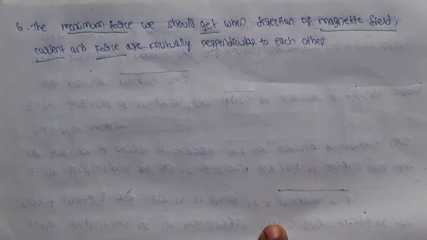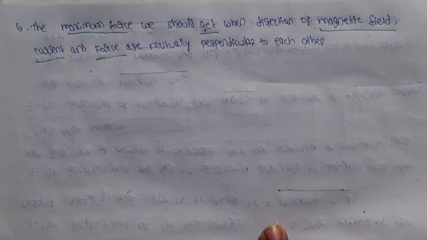Next point, we get the maximum force when the directions of the magnetic field, current and force are mutually perpendicular. In that situation the rod gets the maximum magnetic force. This is about force acting on a conductor. This is very, very important for your board exams. Practice more times, understand the concept.